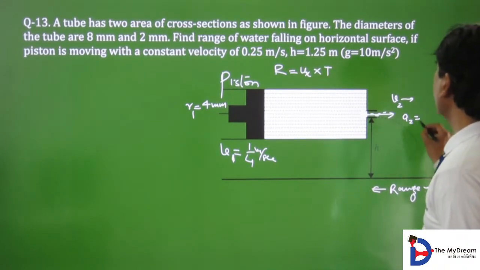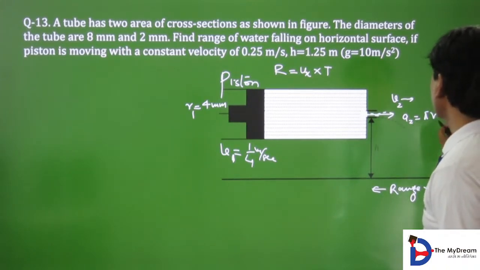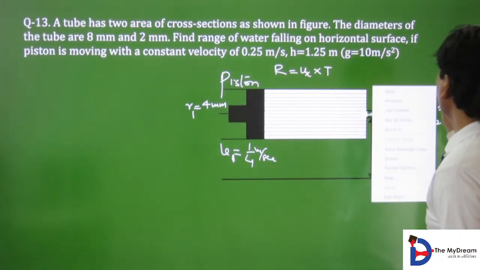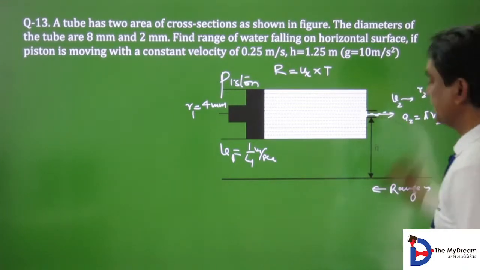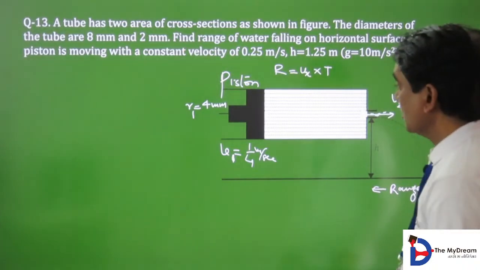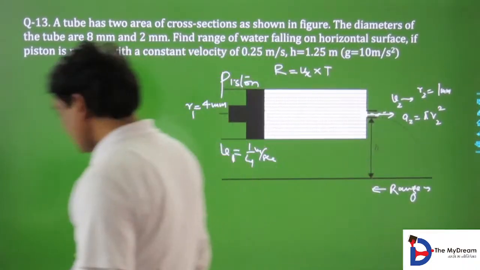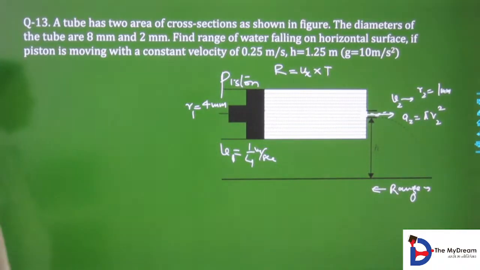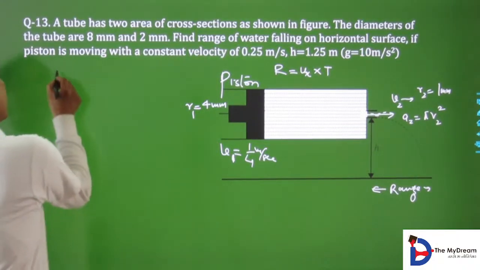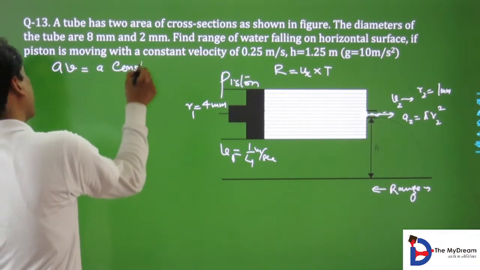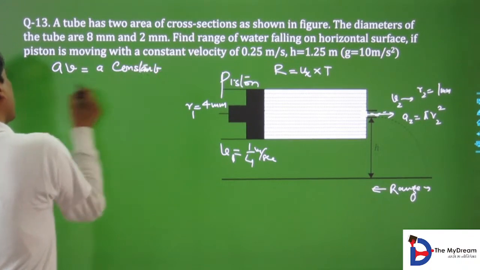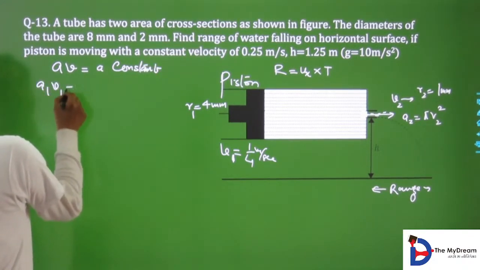which can be written down in terms of radius, that is pi R2 square, and R2 is given to you, that is 1 mm. So first of all, we can go through the equation of continuity. So A into V is equal to a constant. So A1 V1 is equal to A2 V2.